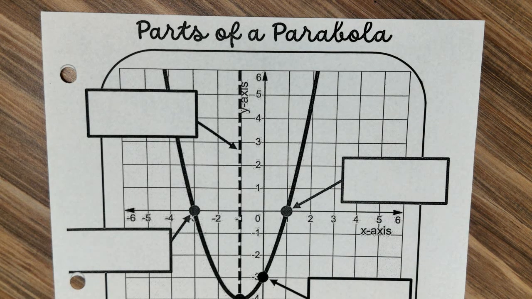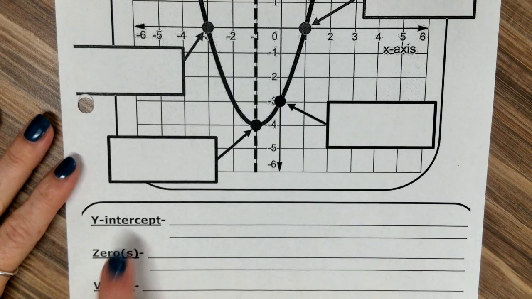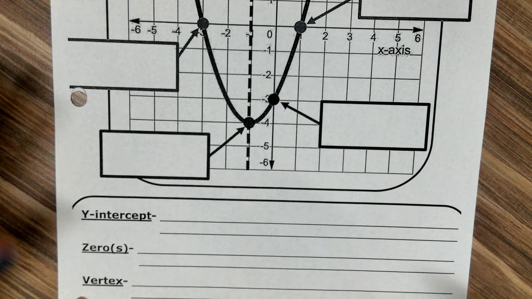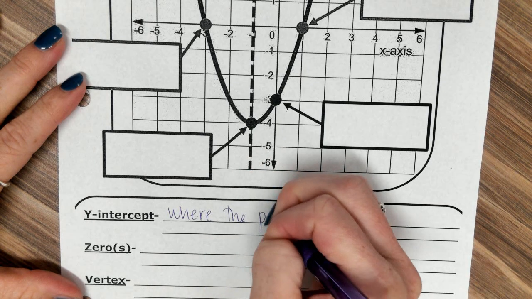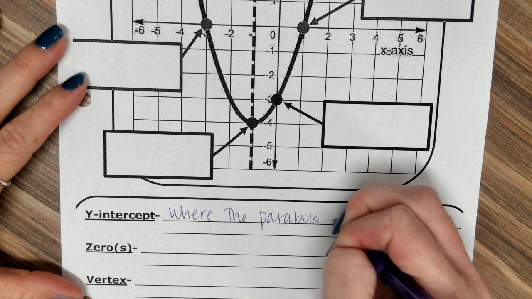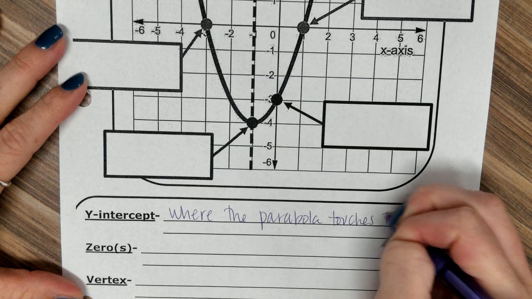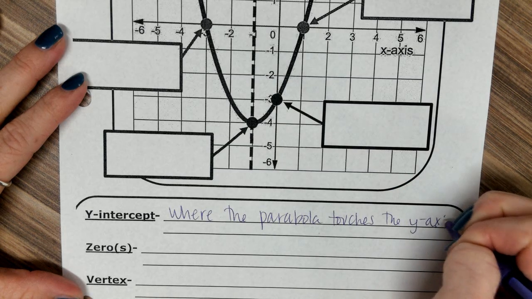So last chapter we went over trinomials and factoring them, and this chapter we're going to go over graphing them, which are called parabolas when we graph. The first thing we're going to look at is a y-intercept. A y-intercept is where the line touches the y-axis, or where the parabola touches or intersects the y-axis.